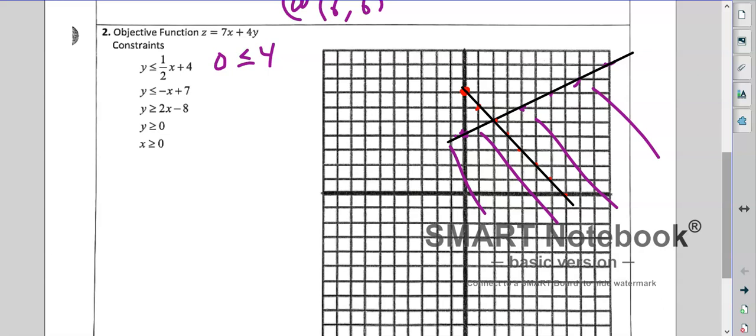And I'm going to test 0, 0. So 0 is less than or equal to 7. That is also a true statement. So this time I'm going this way. So you can kind of see where that overlapping area is right now.